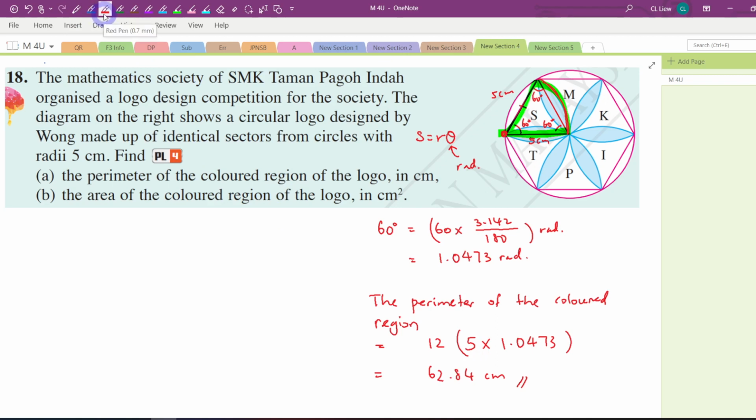Now let's solve part B: the area of the color regions of the logo in square centimeters. Same thing here, we just find the area of this segment and then multiply by 12. 1, 2, 3, 4, 5, 6, 7, 8, 9, 10, 11, 12. How do we find the area of a segment? You remember the formula: 1 over 2 r squared theta minus 1 over 2 r squared sine theta, right?